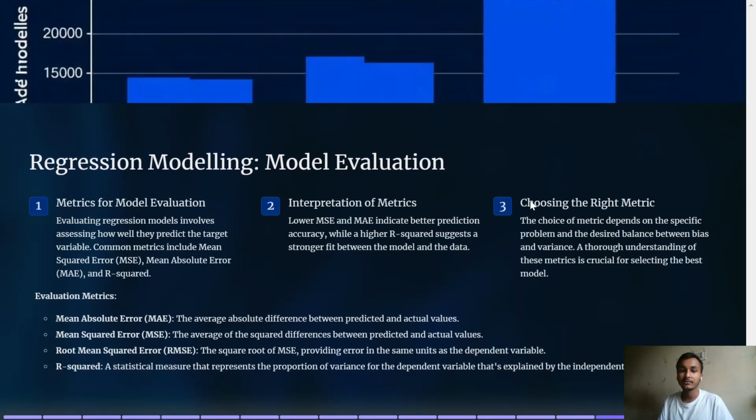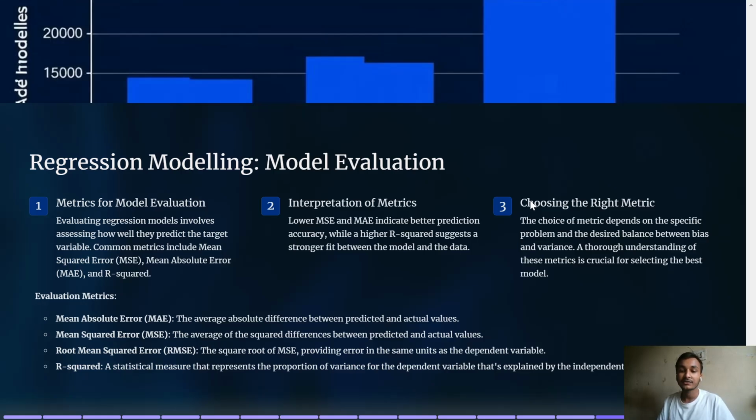Now, regression modeling, model evaluation. First one is metrics for evaluation. Evaluating regression models involves assessing how well they predict the target variable. मतलब जितने अच्छे predict करेगा उतना अच्छा मॉडल होगा. So common metrics include mean squared error, mean absolute error, and R squared. So mean squared error और mean absolute error जितना कम होगा उतनी अच्छी prediction accuracy होगी.